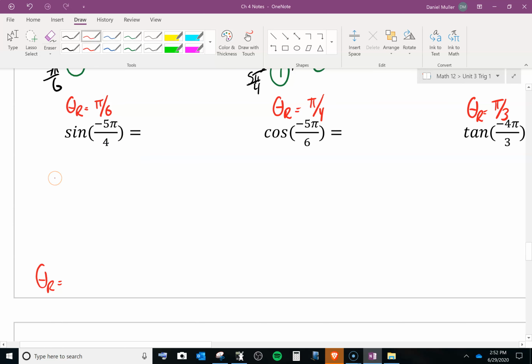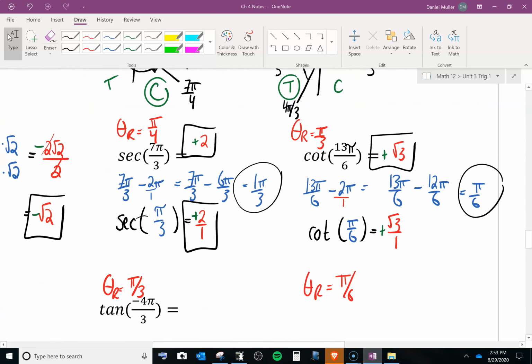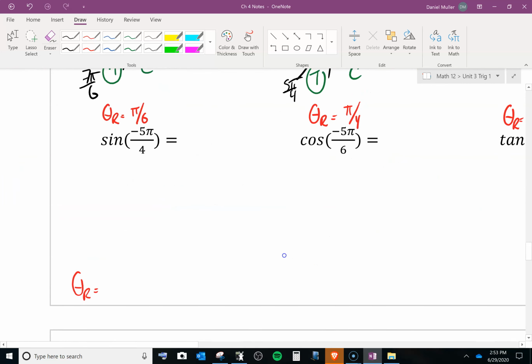Okay, so let's do the next three. The next three are all negatives. So they're a little bit different, but they're not too much different. They're just working in the opposite direction. But since reference angles can't be negative, things don't really change. Not like the other ones where there were two that were past 360 degrees or past 2 pi, so we had to subtract a coterminal. That was the secant and the cotangent here. But these ones are all relatively simple.